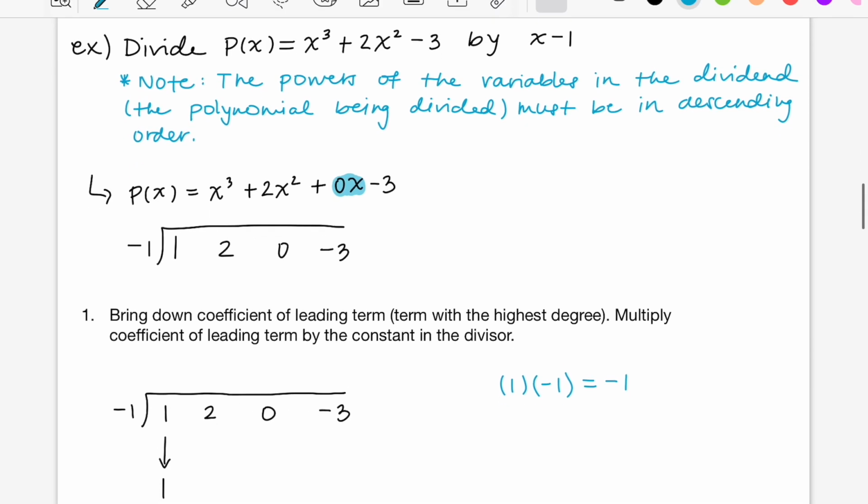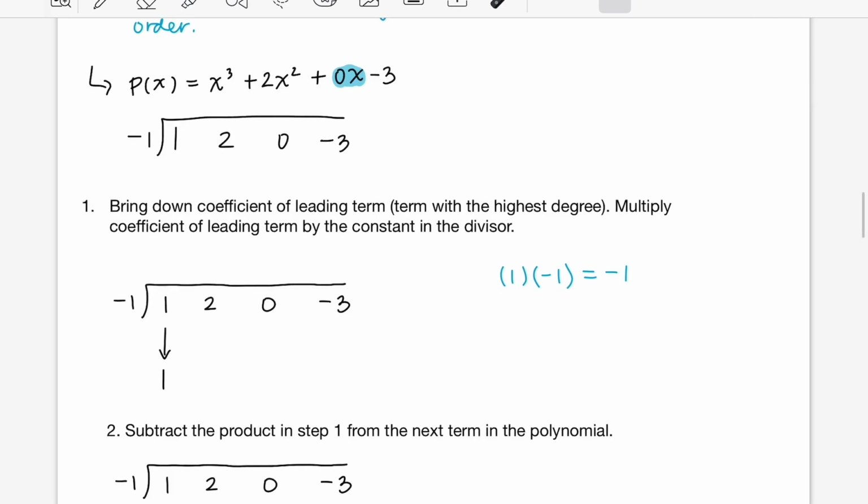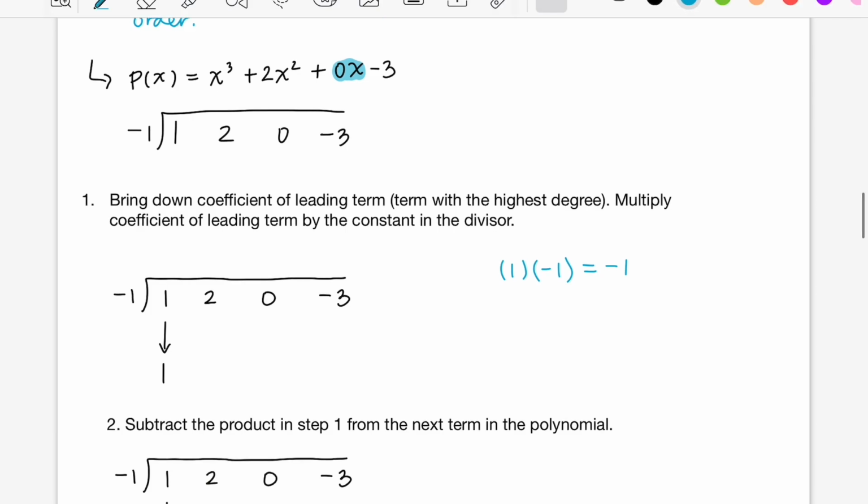Next step, we're going to subtract the product in step 1, this product here, from the next term in our polynomial. This is the next term. So we do the next term, 2, minus the product we got, which is negative 1. So this becomes 2 minus negative 1, and we'll get 3 here. That difference goes down there.